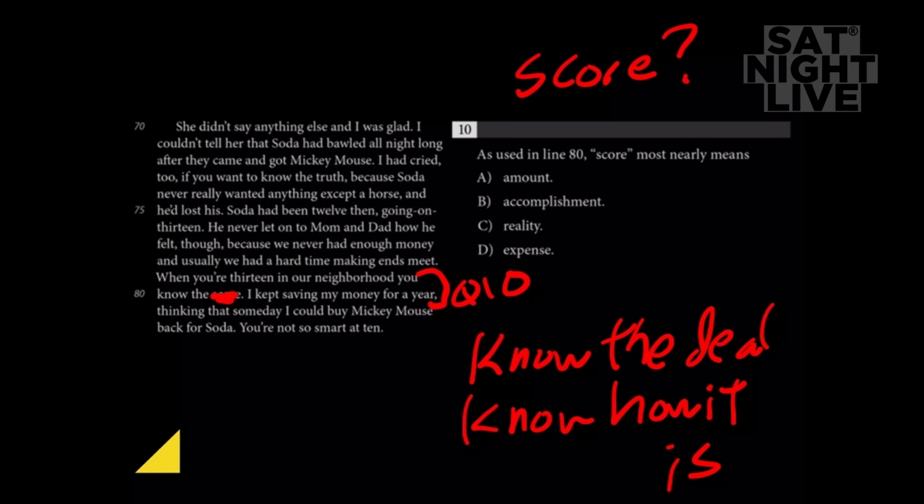A, amount. Yeah, a good match for the word score, but not a good match for what we wrote down. B, accomplishment, same thing. C, reality, that would capture it, and the text definitely says that Soda knows the family's financial situation. And then D, expense, no. Yes, it's about money, but that's not matching with what we have down here. And so the answer would definitely be reality.